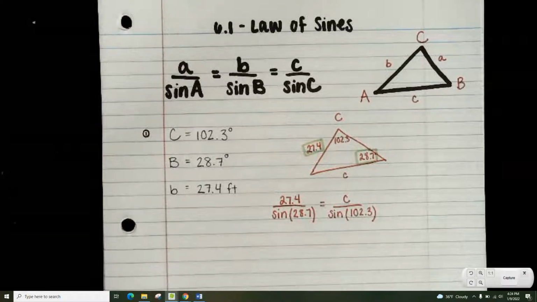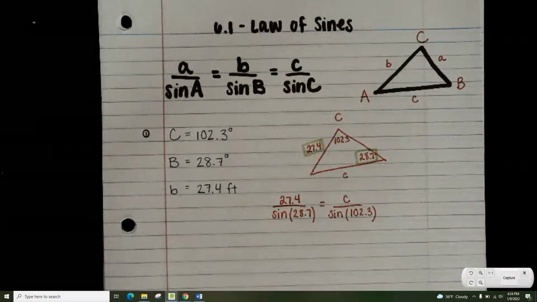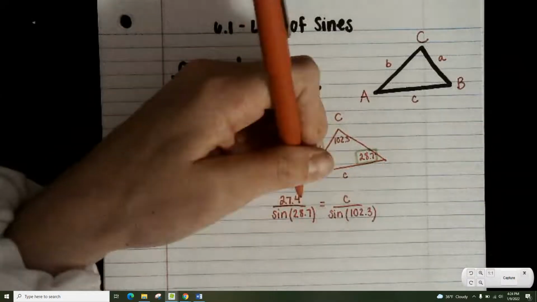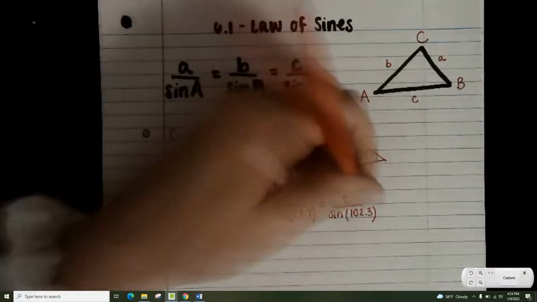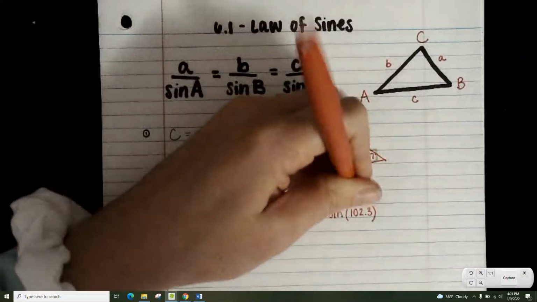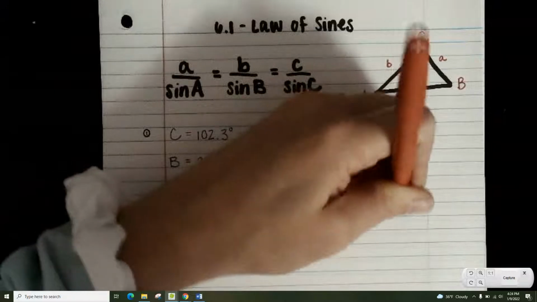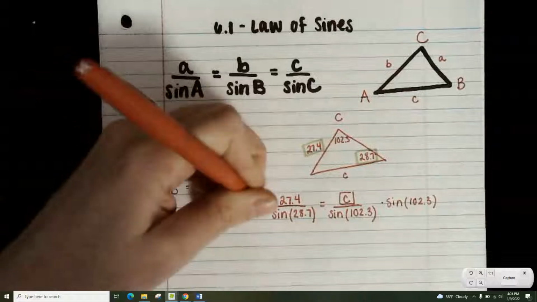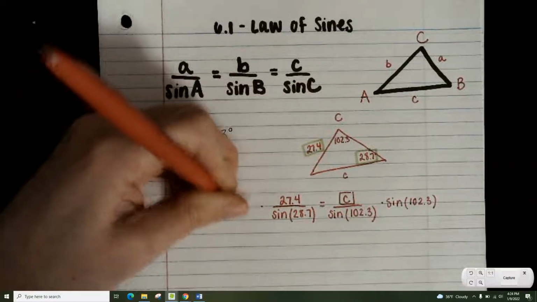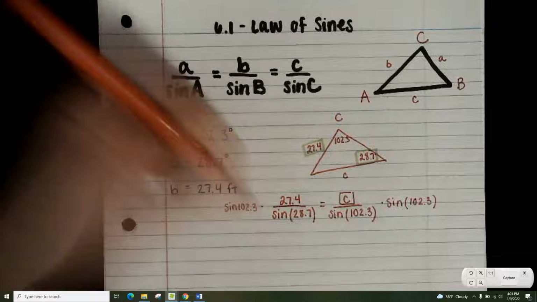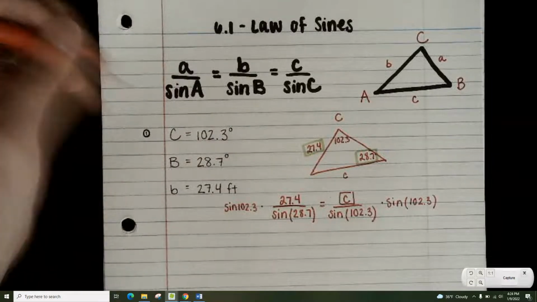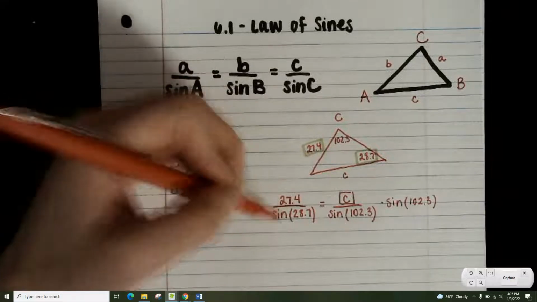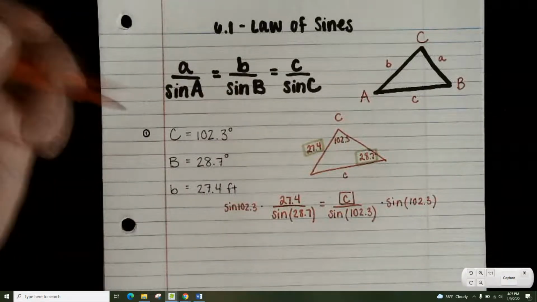Now when I have two fractions equal to each other and I'm missing one of the parts, I can do cross multiplication. Or looking here, in order to get c alone, I can multiply by sine of 102.3 on both sides. Some of you might prefer to do cross multiplication and do this times this equals this times this, and then you end up dividing. Either way, you're going to get the same answer.